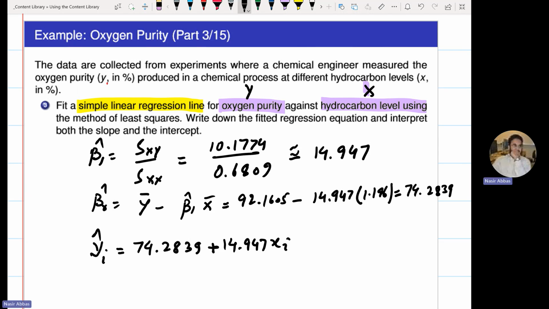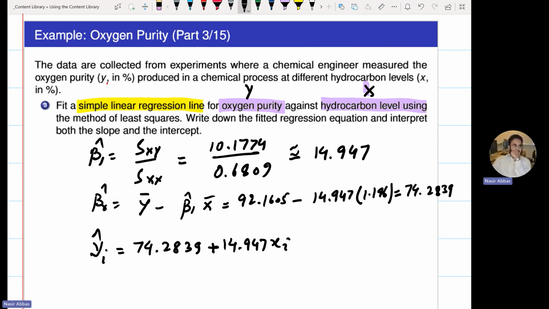This is a fitted model. We call it a fitted model. Can someone tell me the meaning of 14.947? The interpretation of 14.947? Now the exam would not ask you for Y or X. The exam is asking you for oxygen purity and hydrocarbon level. There is no X, there is no Y. You called it X and Y. So go back to the actual variables.